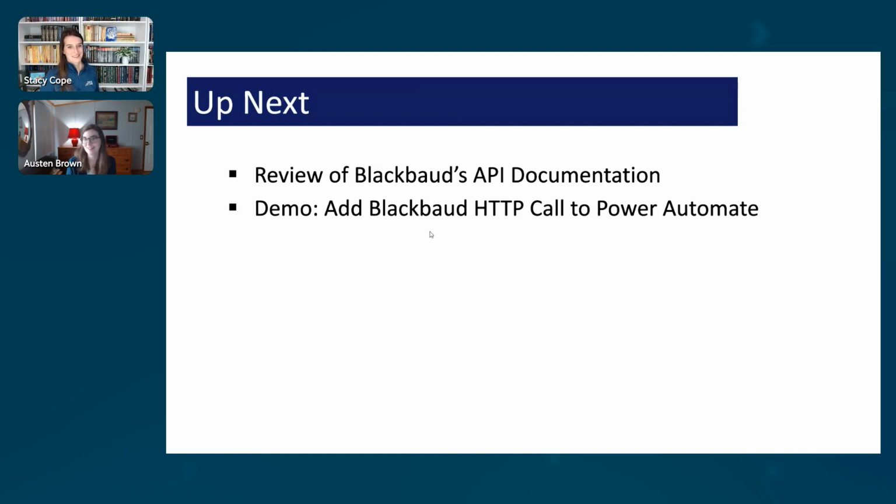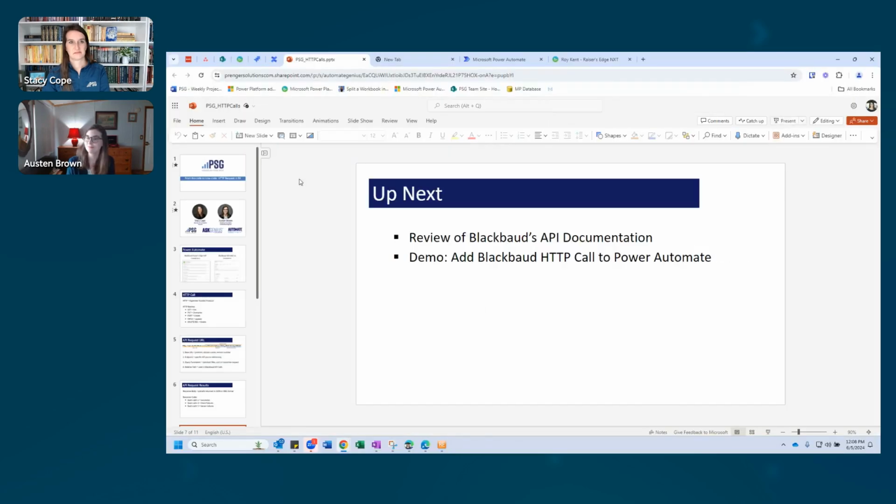So we're going to do some live demo. Fingers crossed this works as we practiced yesterday. We're going to take a live look at an actual API documentation page from Blackbaud, how you can read through it, and what you need to pay attention to. Then we're going to do a live demo of showing you how to add this into an existing flow within your own Power Automate if you would like.